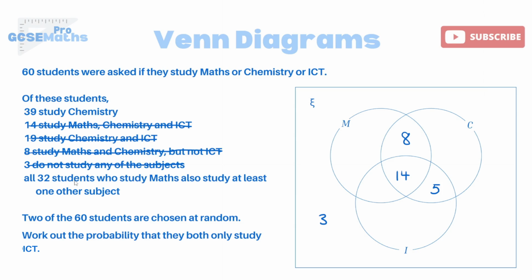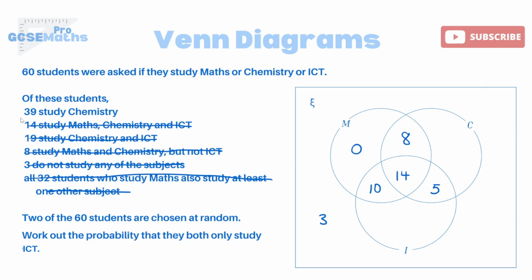And then all 32 students who study maths, so that's the bubble for maths, is 32, also study at least one other subject. So that means that there is no one who only studies maths, and that these 3 here have to add up to 32. So you can obviously work out that there should be 10 that only study maths and ICT. So that's 10 here.